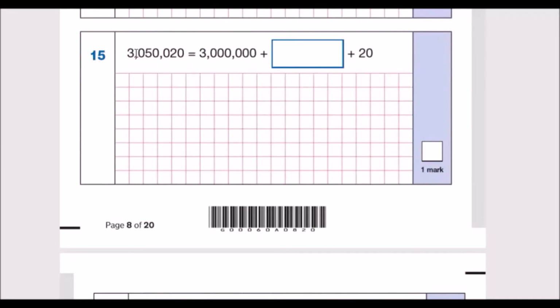So it says here that 3,050,020 can be partitioned like this. So we can clearly see that the 3 million is over here, the 20 is over here. So all we're left with is the 50,000. So 50,000. So this is just partitioning, okay?